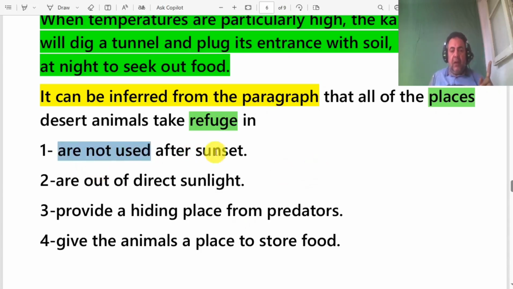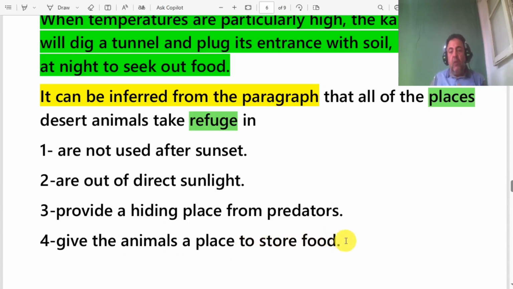Number 1, are not used after the sunset. Number 2, are out of direct sunlight. Number 3, provide a hiding place for predators. Number 4, give the animals a place to store food. Okay.